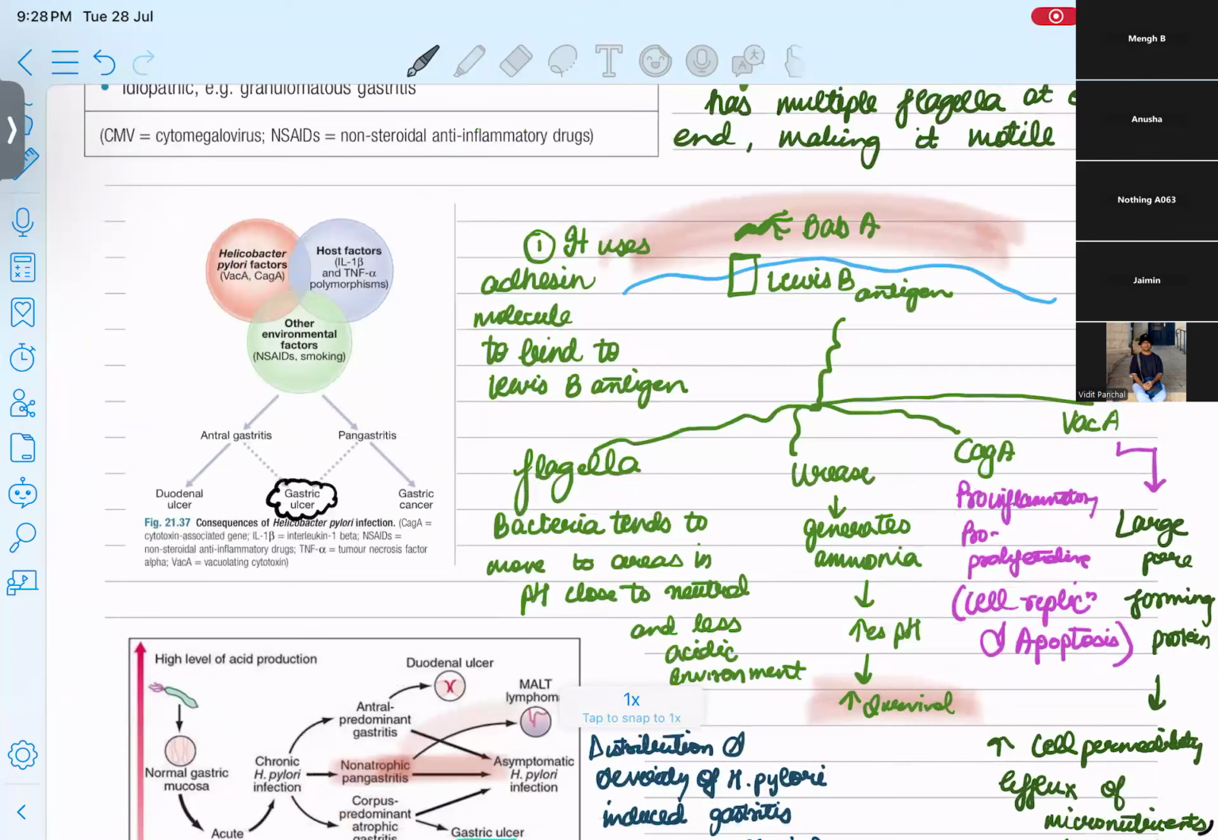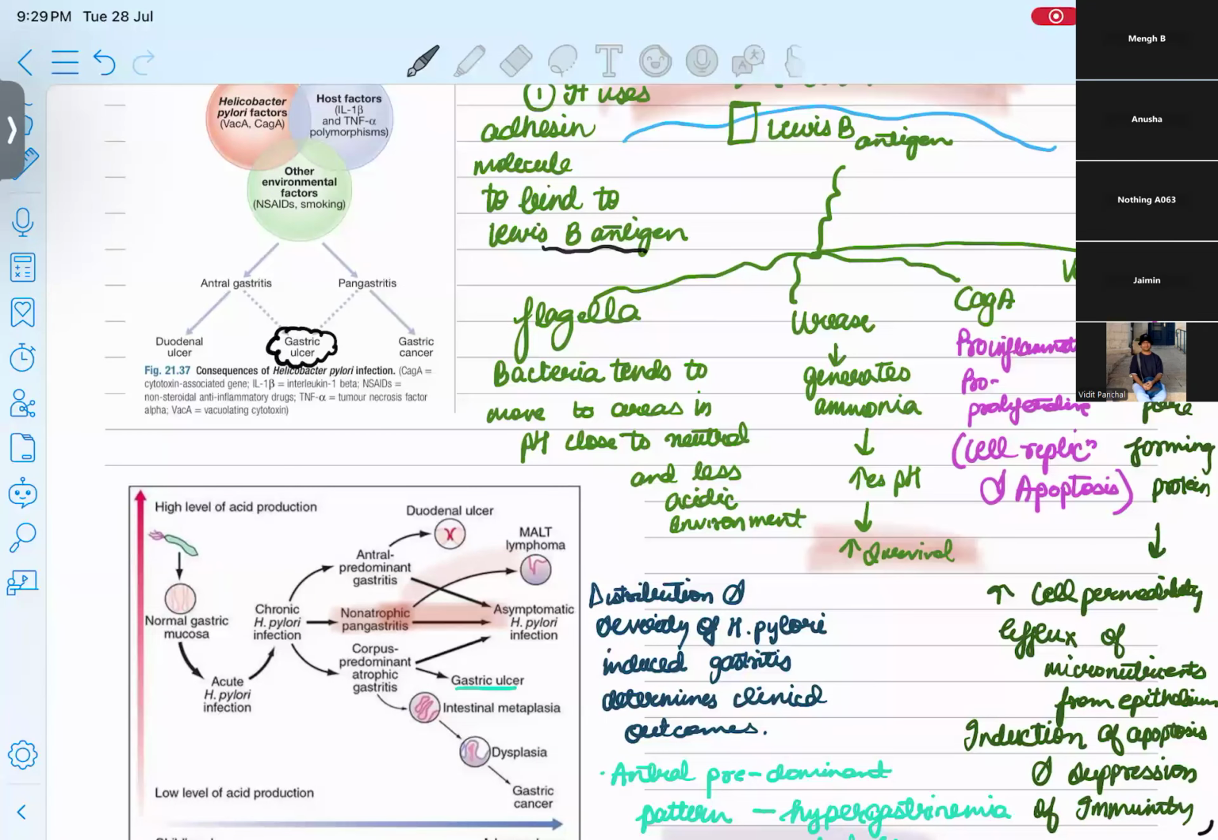So in here, let us imagine that this is the H. pylori present in the acid layer. We have the mucosal layer here. Lewis B antigen is our body's antigen, present in the epithelial cells. So the flagella uses adhesin molecule to bind to Lewis B antigen, which is present in the human body. So the flagella of the bacteria tends to move to areas in pH close to neutral.